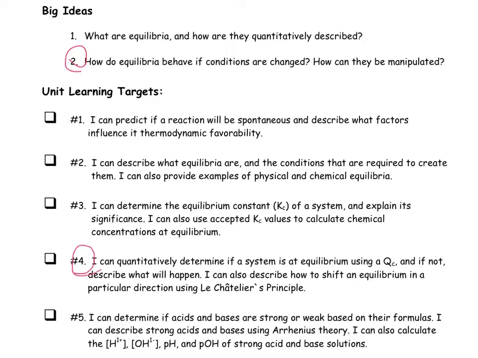By the end of the lesson, you should be able to quantitatively determine if a system is at equilibrium by calculating a QC, or a reaction quotient. And if not, describe what will happen in order to get to equilibrium. You'll also be able to describe how to shift an equilibrium in a particular direction using Le Chatelier's principle.